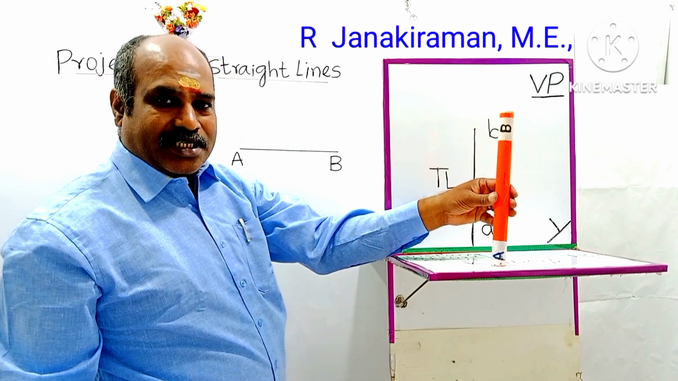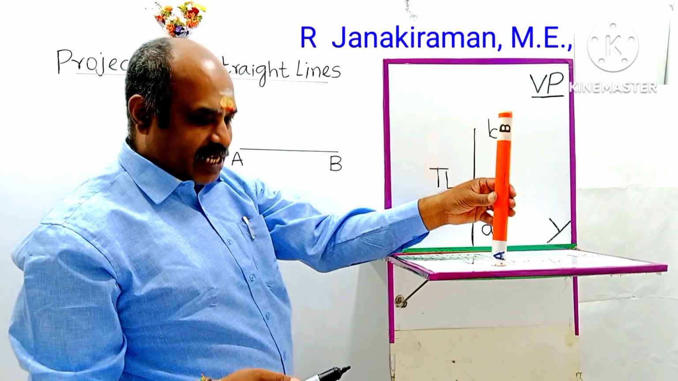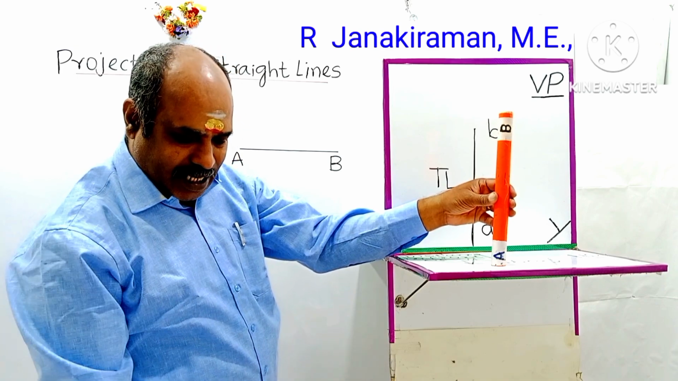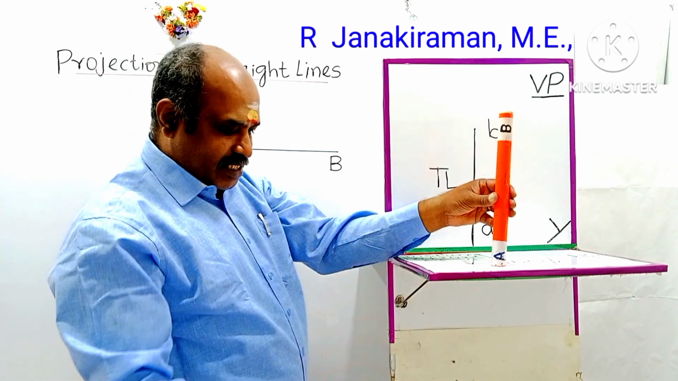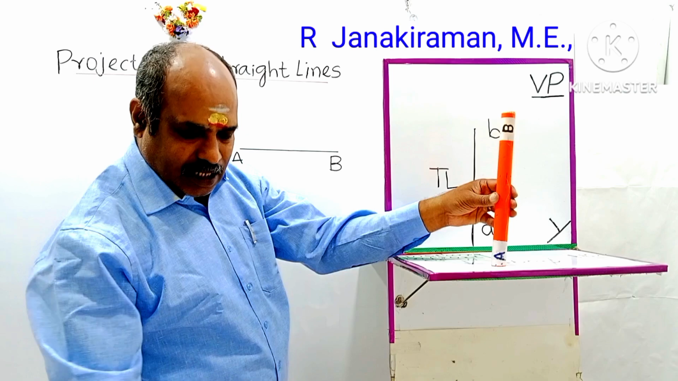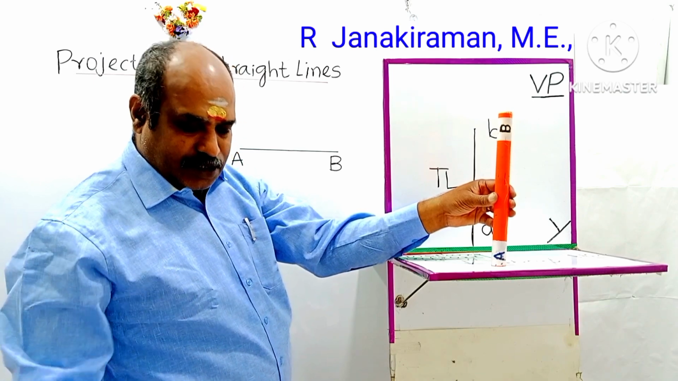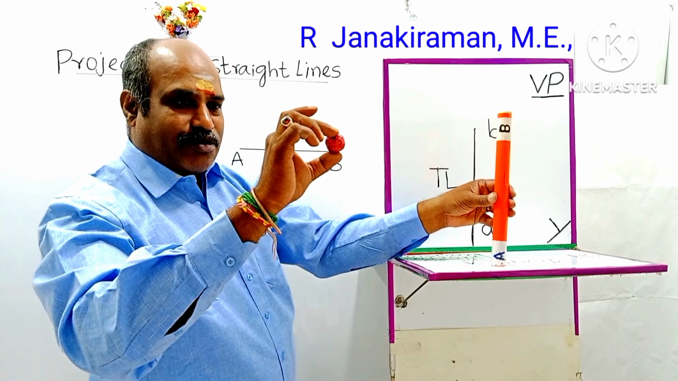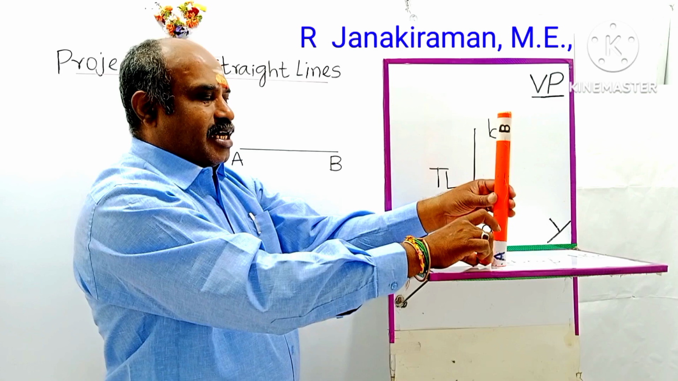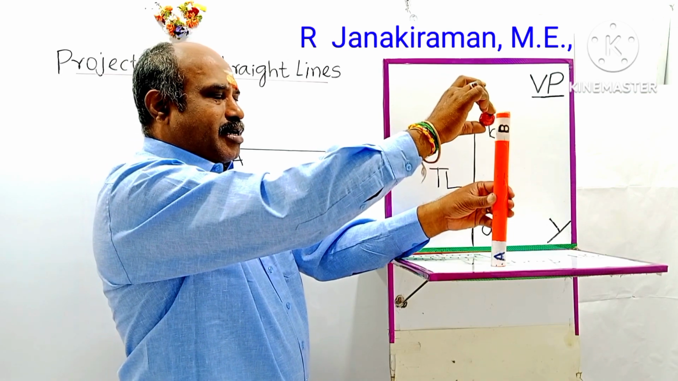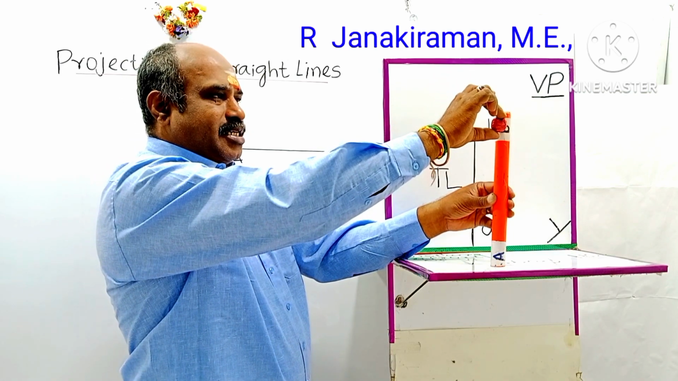So draw its projections. It's a simple position of the straight line. So now for better understanding, consider the spherical shown red in color as an end point. One end point is called A. The same spherical can be considered for end point B.